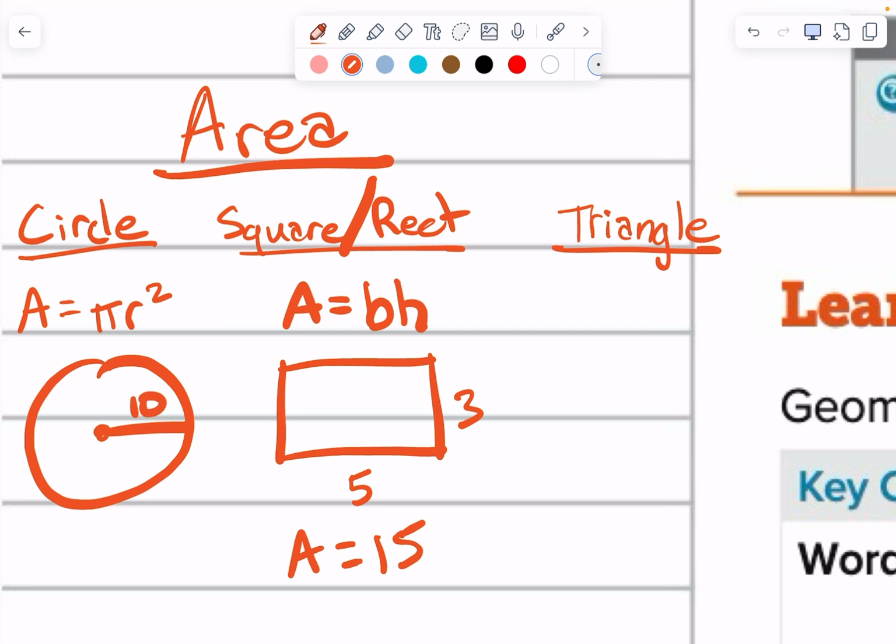What's the radius squared? 100. What's 100 times pi? Move the decimal 2 places.